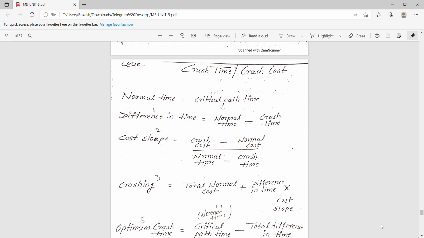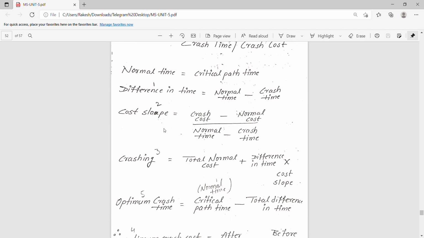Hello friends, now we are going to see how to calculate crash time and crash cost. And these are all the formulas you have to remember. Normal time is nothing but critical path time. Difference in time means normal time minus crash time. Cost slope equals crash cost minus normal cost by normal time minus crash time.